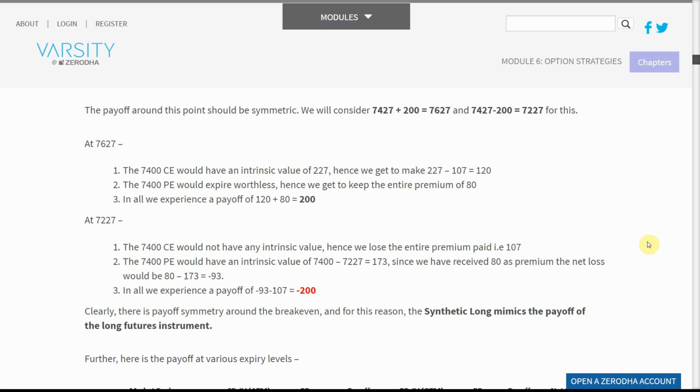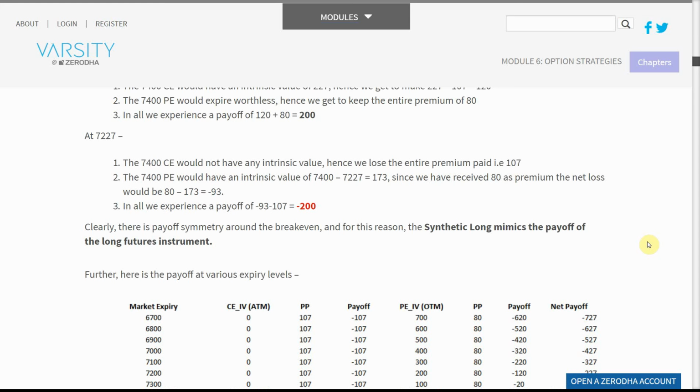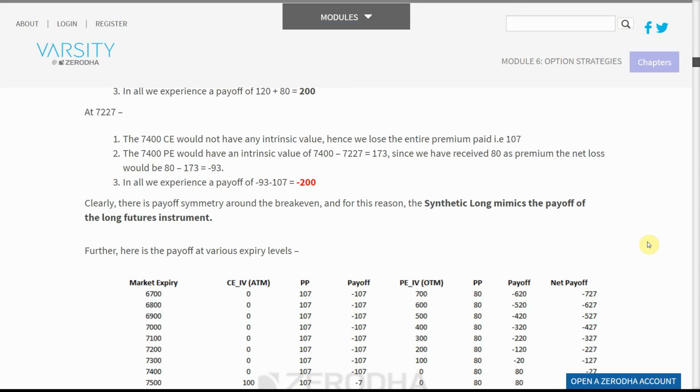At 7,227, the 7400 CE would not have any intrinsic value. Hence we lose the entire premium paid, i.e. 107. The 7,400 put would have an intrinsic value of 7,400 minus 7,227 equals 173. Since we have received 80 as premium, the net loss would be 80 minus 173 equals minus 93. In all, we experience a payoff of minus 93 minus 107 equals minus 200.